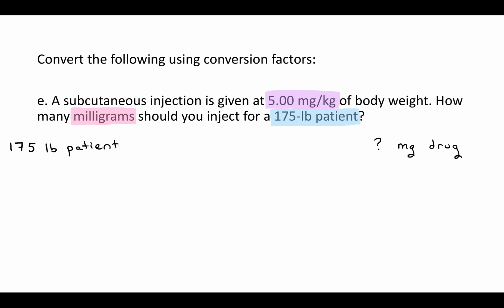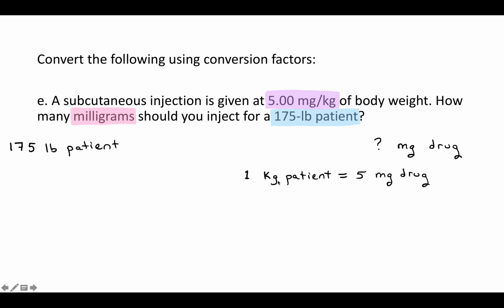And so we can write that as a conversion factor. We know that there are going to be 5 milligrams of the drug for every 1 kilogram of the patient. And so this is all I can extract out of the question. So I have to find a way to work with these puzzle pieces. Now, I can see that if I had kilograms of the patient, I could get to milligrams of the drug, which is what I want.